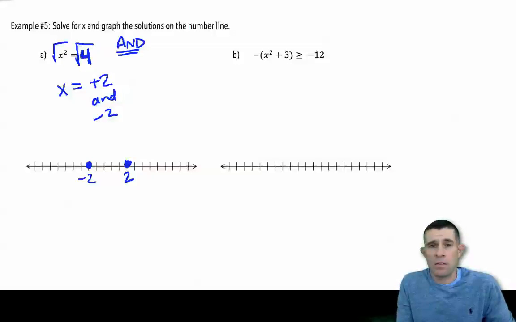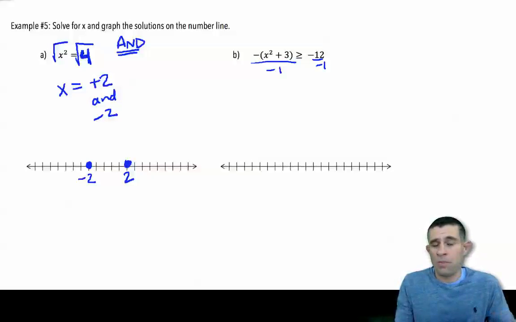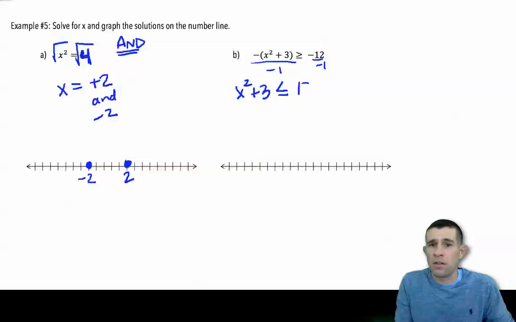Likewise, over here on the right-hand side, I'm going to start by dividing both sides by this -1. And again, I need to apply my multiplication property of inequality. That states that I'm now going to be left with x squared plus 3 is less than or equal to +12. Subtract my 3 over, and now I have 9. And now I'm going to take the square root of both sides.